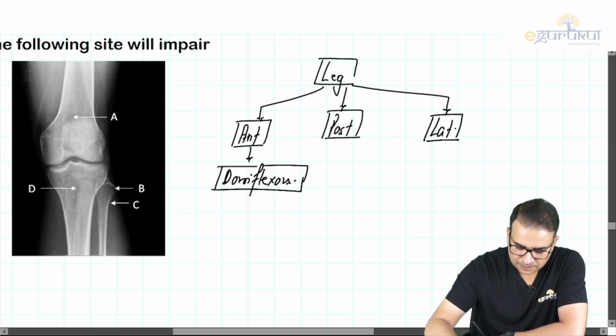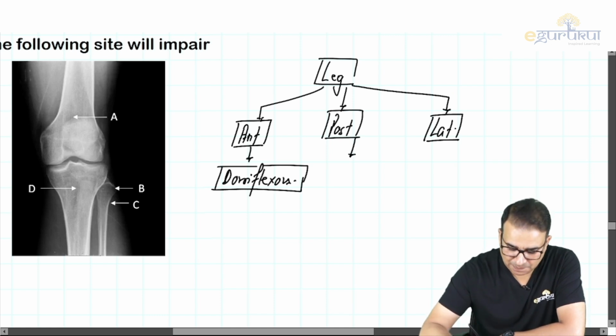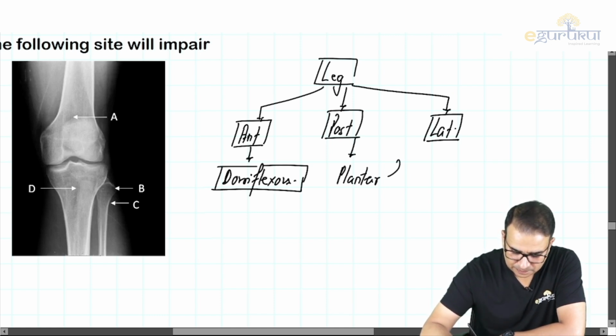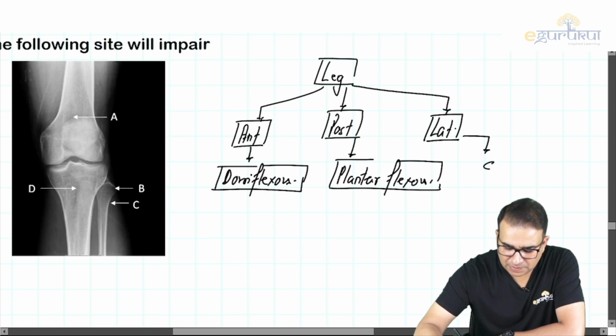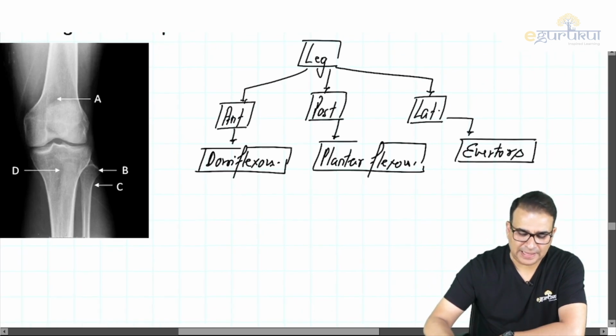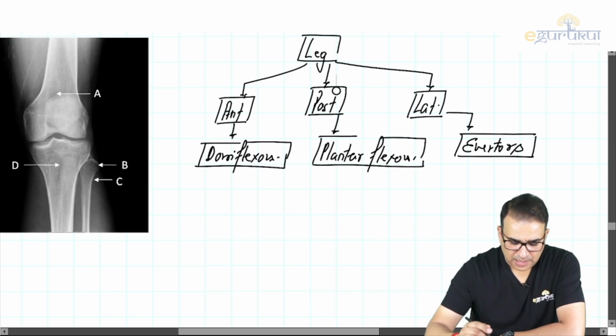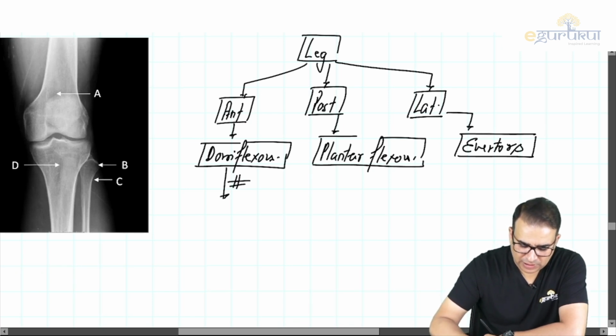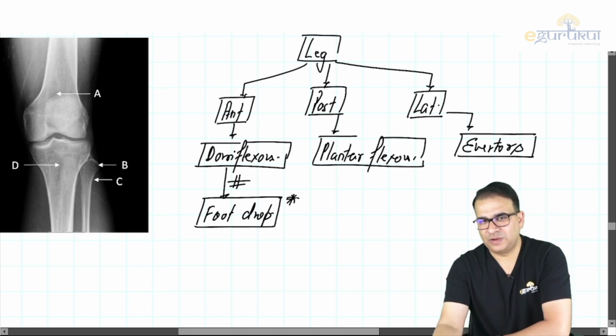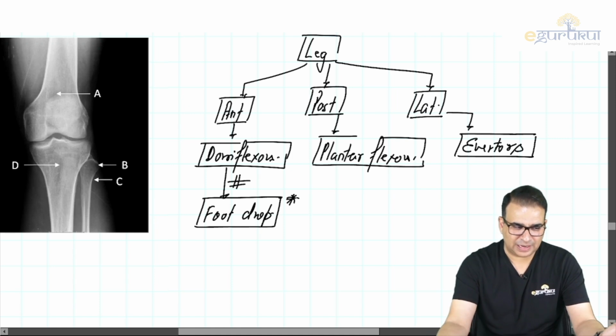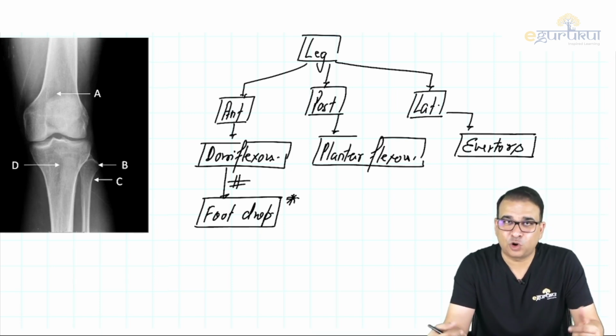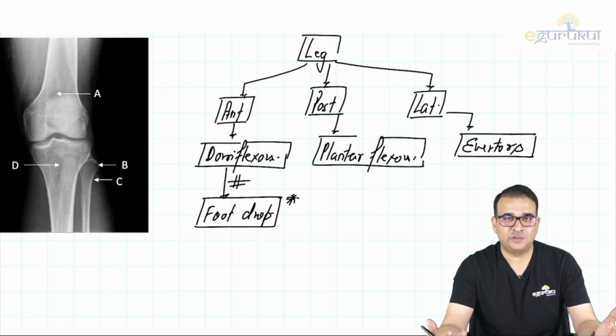Posterior compartment muscles are the plantar flexors, and lateral compartment muscles are everters. Any injury to this dorsiflexor compartment, we know one very common thing, that is foot drop. Foot drop is the common condition seen if the dorsiflexor muscles are involved. Now the question is which injury will impair the dorsiflexors of the foot. So there should be involvement of the muscles of the anterior compartment of the leg.